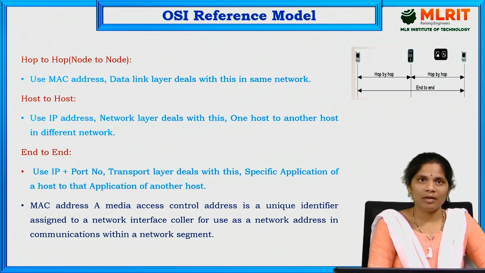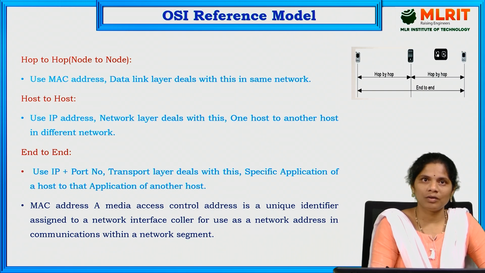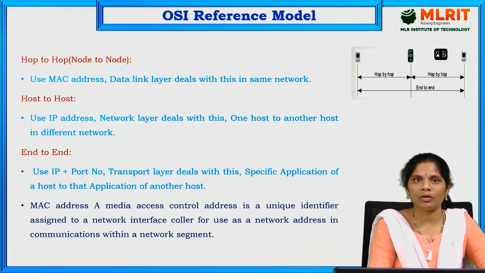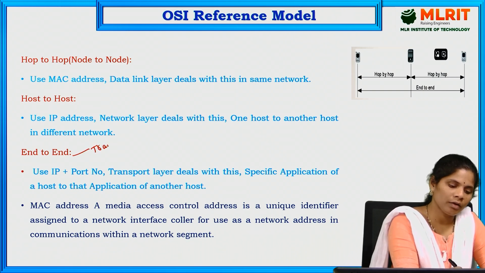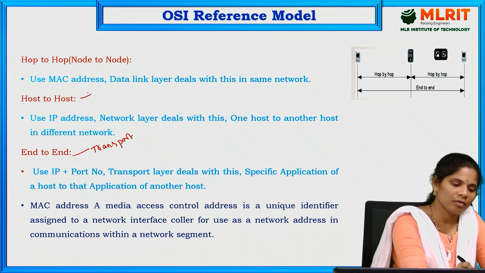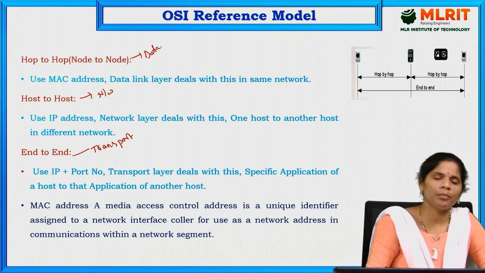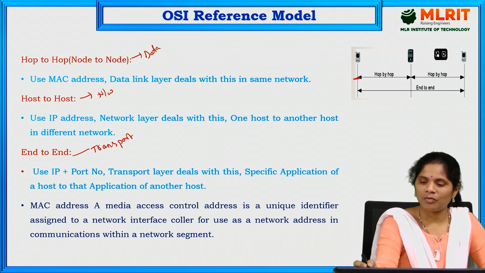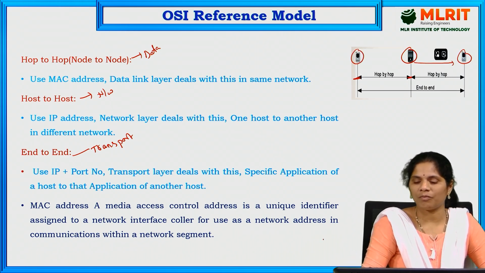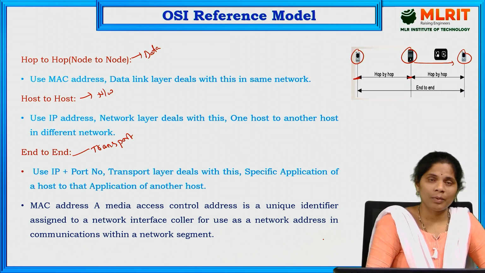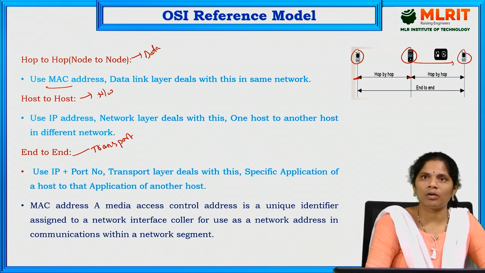Next, I already told you we use the terms hop to hop, host to host and end to end. End to end comes under the transport layer, host to host under the network layer, and hop to hop under the data link layer. Hop to hop means node to node: from this device I send to the router, and from the router to our device, one hop to another, one device to another. That is based on the MAC address, media access control. Each device has a MAC address. That is hop to hop, used in the data link layer.